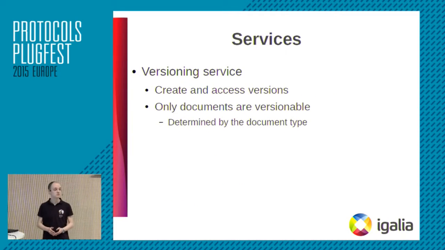And optionally, but a very important one, is the versioning service, which will allow you to create and access different revisions of one document. Not all, only documents are versionable. For example, you can't have versionable folders with different contents through the time. It's not supported by the protocol. And among the documents, it might be that only some certain types of documents are versionable. There is a versionable flag you can use to check for that capability.